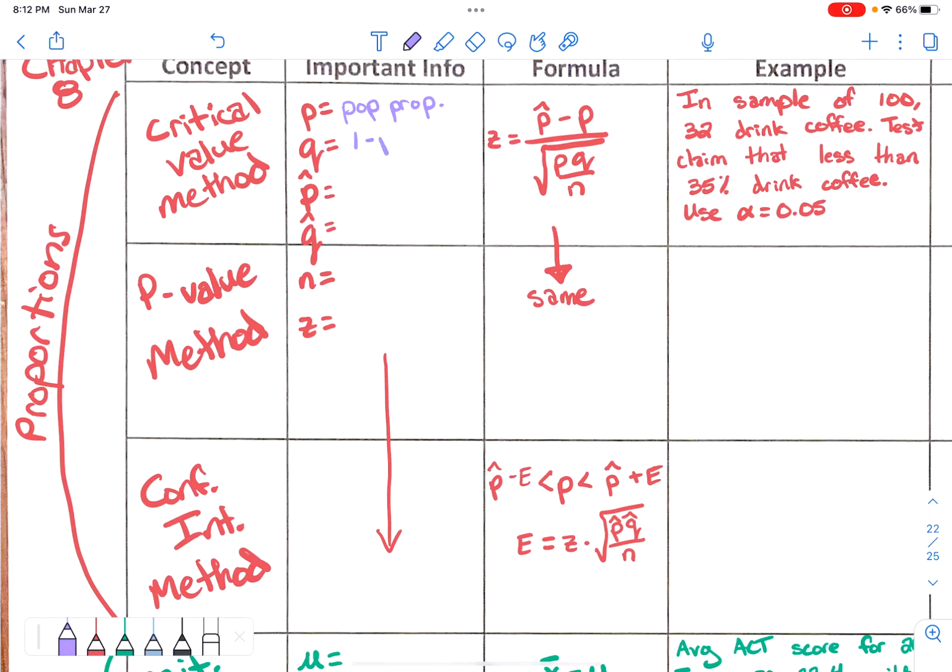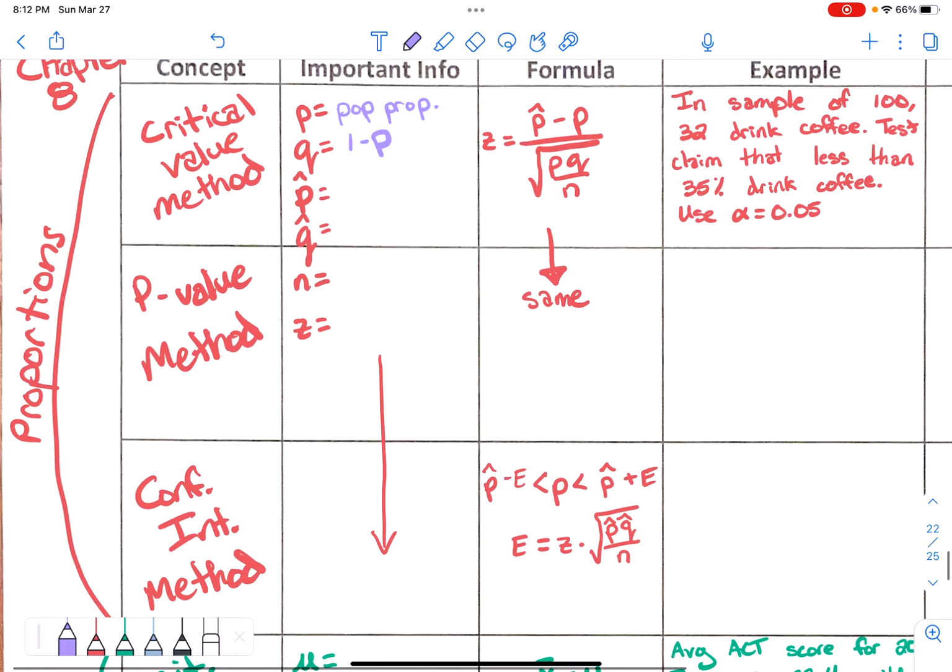Q is 1 minus P. Then you have P hat, which is your sample proportion. So whatever sample you're given, the percentage or the decimal number percentage of whatever it is that you're talking about. Q hat is 1 minus P hat.